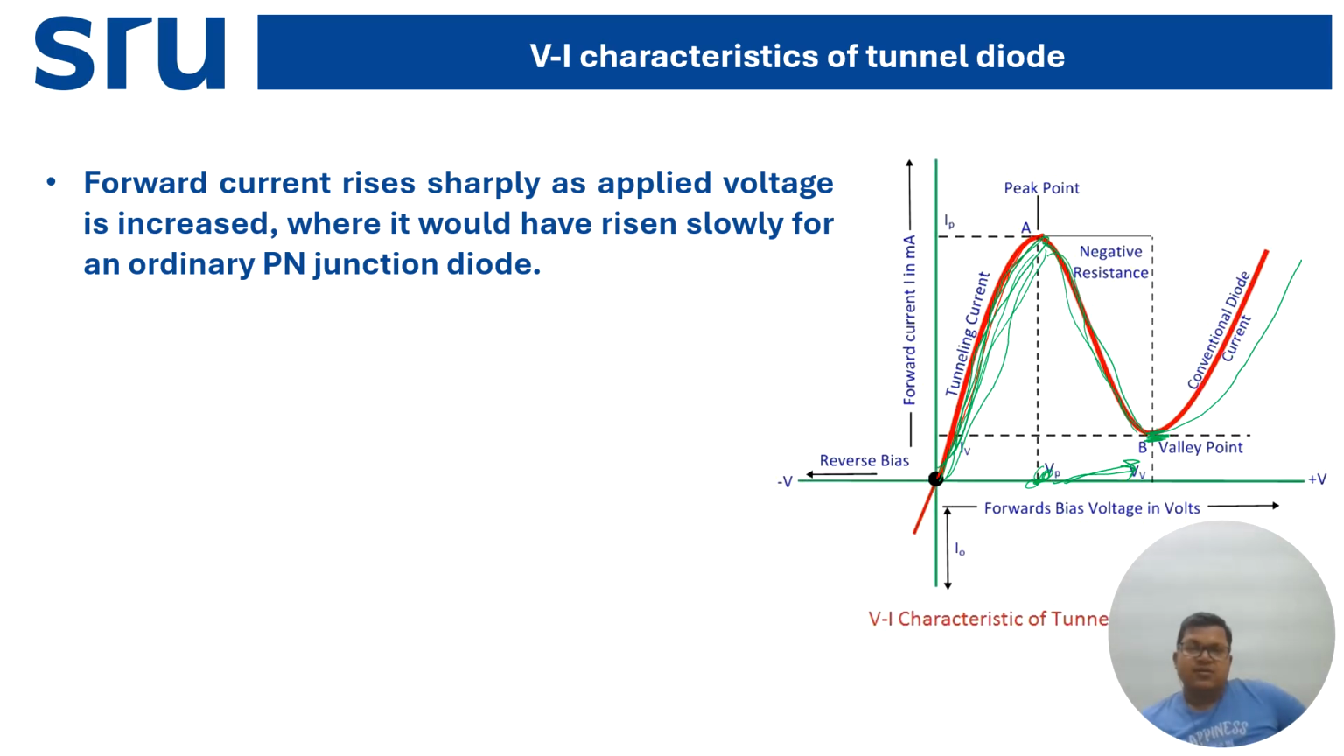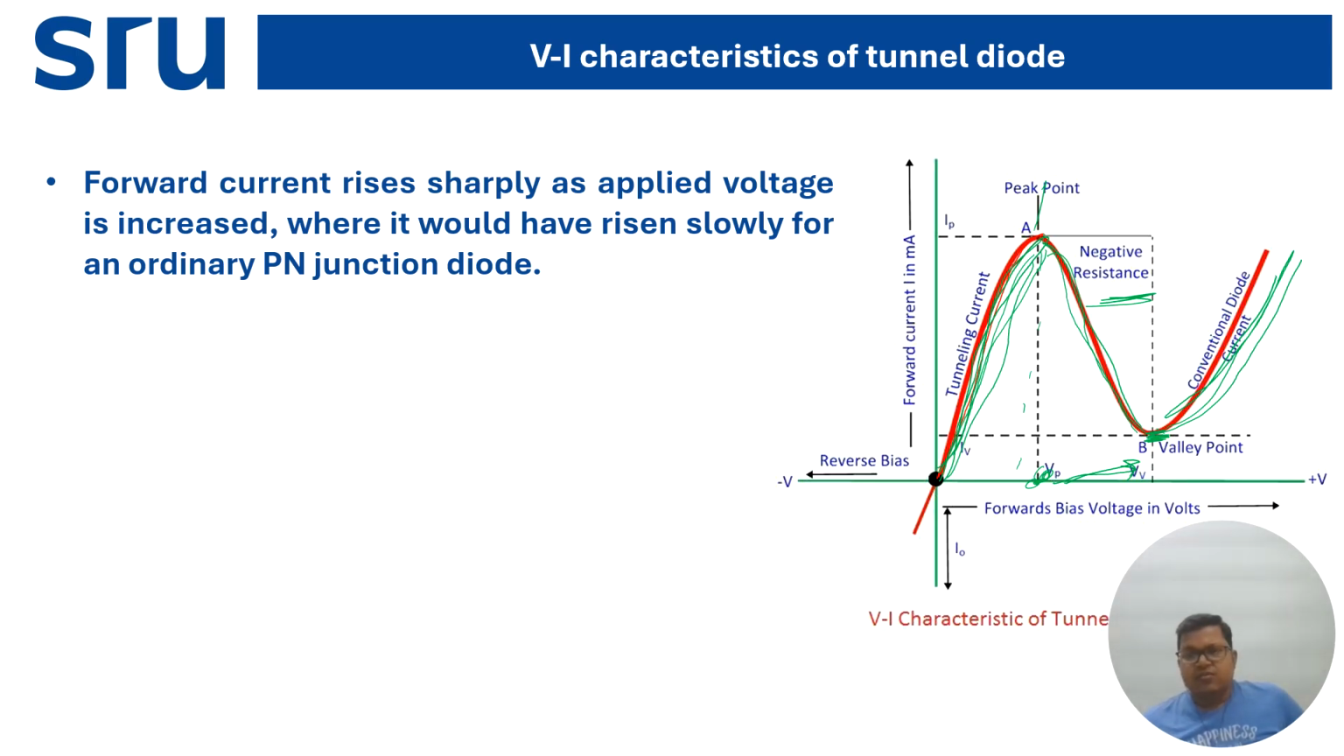And here is a very important region. We can divide this into three different regions. Okay, so the first region we can call the tunneling current region, and the last region after the valley point, because it is working like a normal or conventional diode, we can name the conventional diode region. But the middle region is very interesting. Okay, the middle region is called the negative resistance region. Here comes the concept of negative resistance.